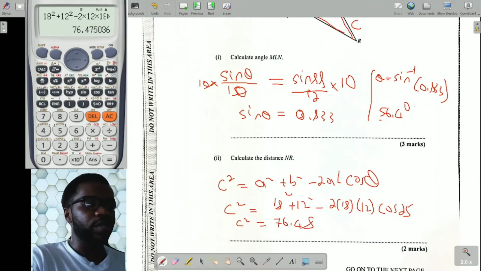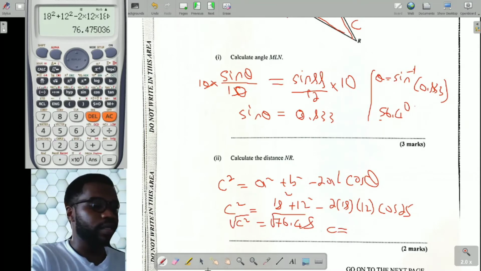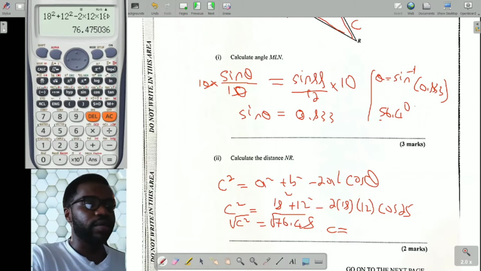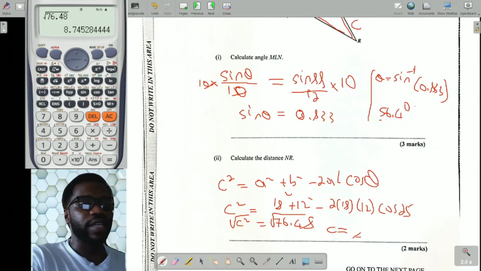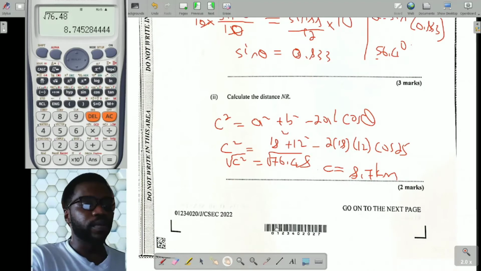Alright, let's get the square root of that. I'm going to have to square root both sides anyway. Square root of both sides. So c equals the square root of 76.48, equals 8.7. So you're going to have this as 8.7 kilometers. Alright, let's take this down and see what else they want from us.